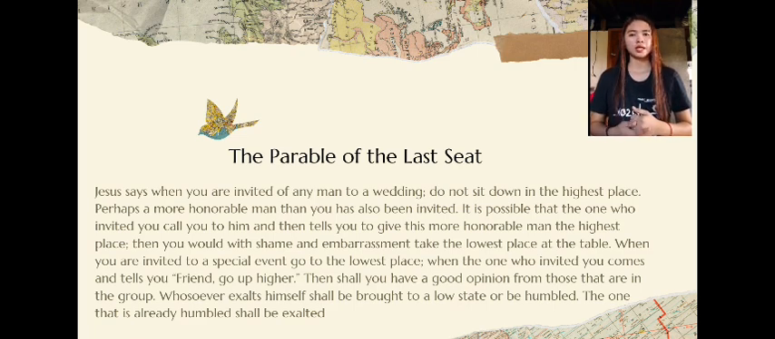Whosoever exalts himself shall be brought to a low state, and whoever is humbled shall be exalted. So, the parable of the last seat. This parable teaches us about humility and how to act when we're given an honor.